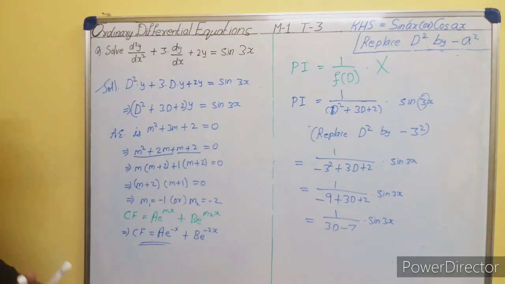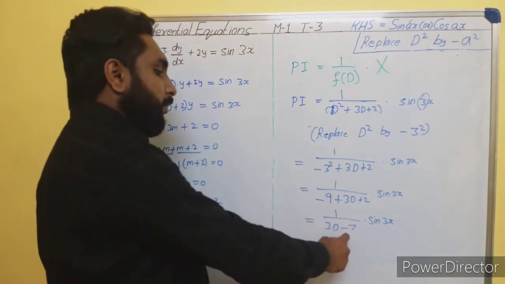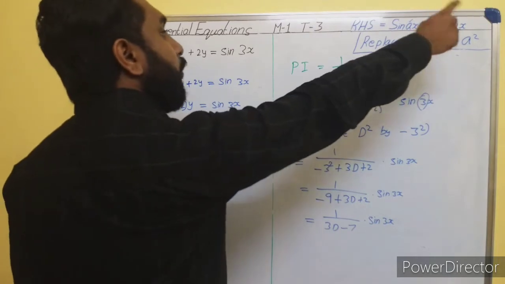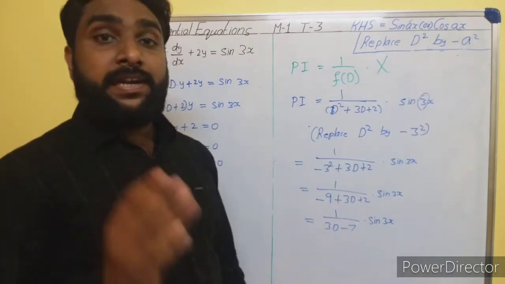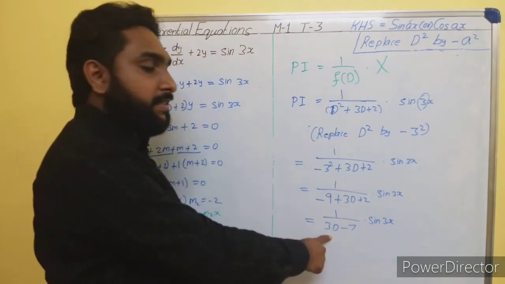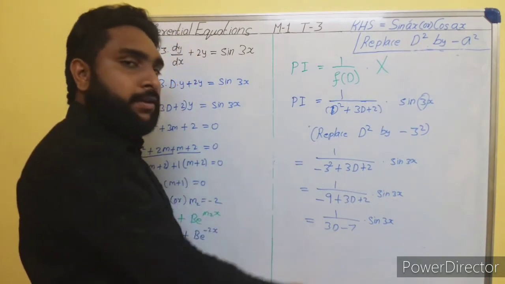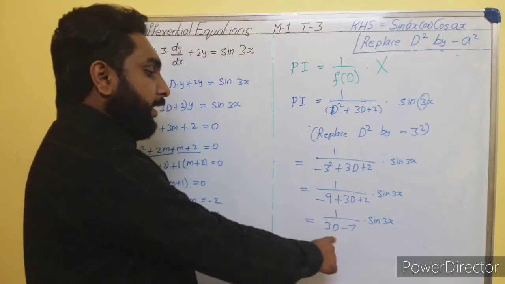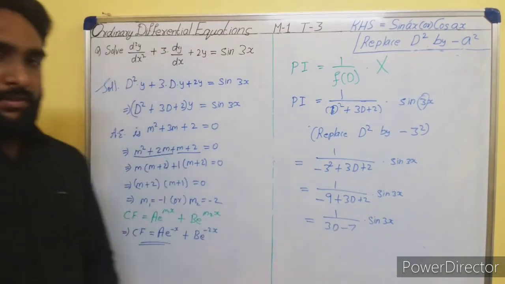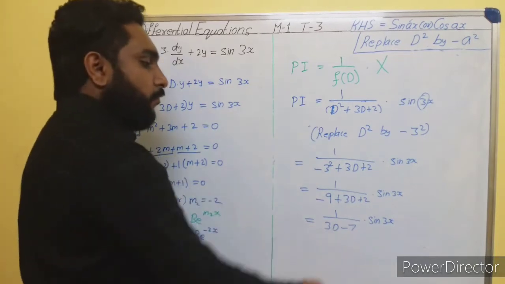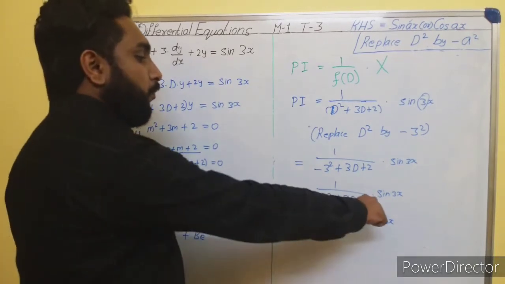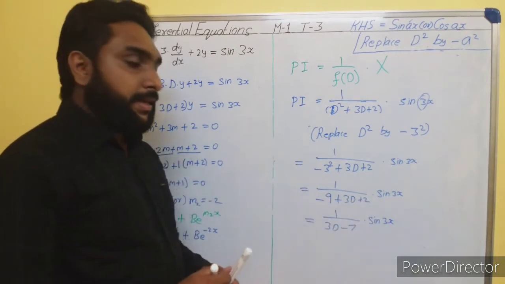So again we go to the format 1 by 3D minus 7 into sine 3x. But we know we can replace D square by minus a square when it is in the D square format. But do we have the D square here? We just have D, 3 into D. So to convert 3D into D square, we can find the conjugate of this function. So 1 by 3D minus 7, what's the conjugate? It's 3D plus 7. So we can multiply numerator and denominator by 3D plus 7.